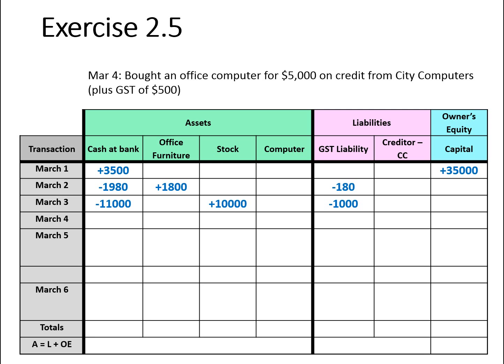March the 4th, bought an office computer for $5,000 on credit from City Computers plus GST of $500. So as with the previous two transactions, I've got an asset and I've been charged GST. What's different is that there will be no transaction in the cash at bank section here, like there was with the previous two transactions. What will happen this time is that instead a creditor or liability will go up. So the two sides balance, I've got assets going up 5,000 and I've got liabilities going up 5,500 less the 500 GST for a total of 5,000.